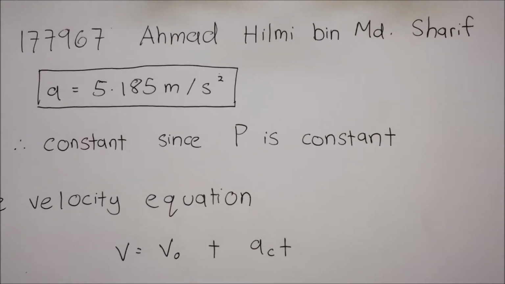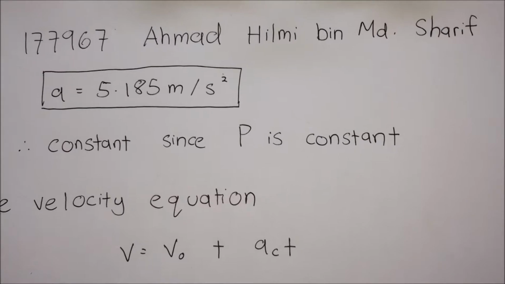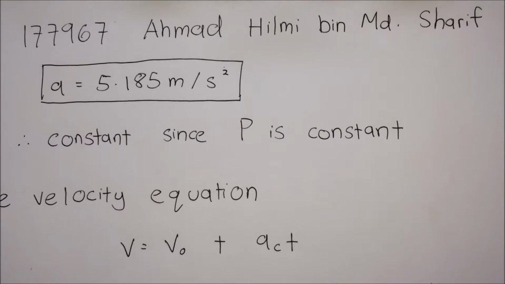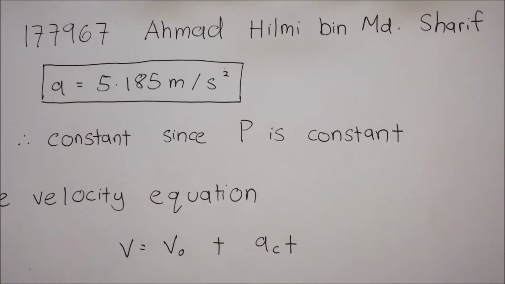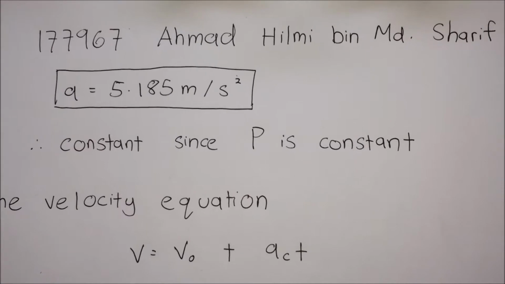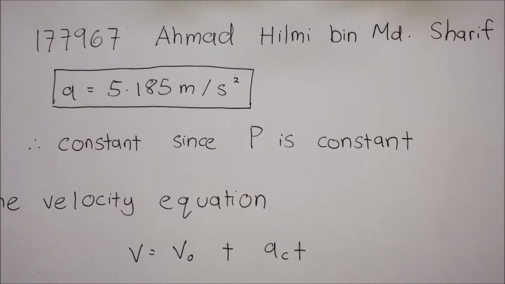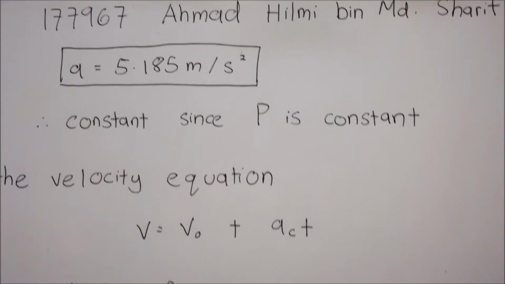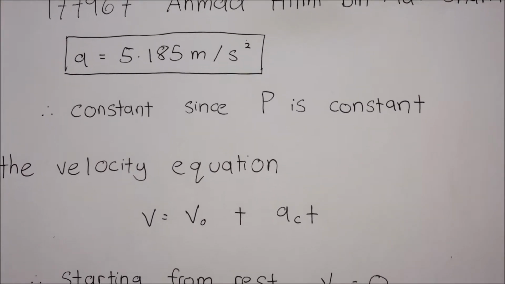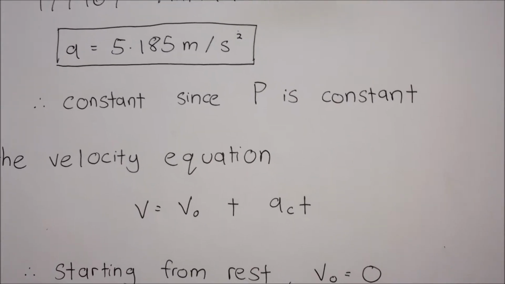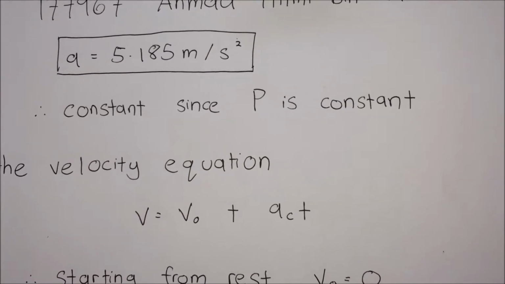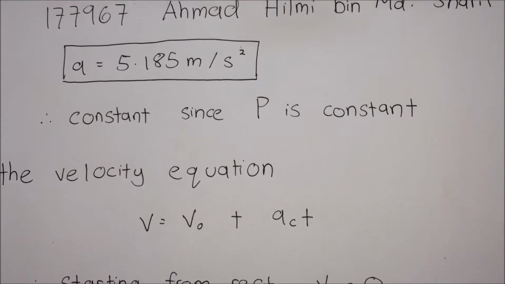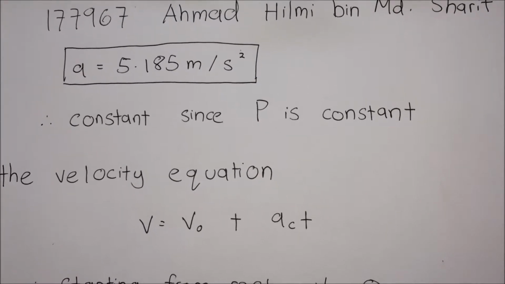For my part, I will continue the solution to find the velocity. Since we already get the acceleration equal to 5.185 meter per second squared, and we know that a is constant since our force direction P is also constant. To find v, we will use the velocity equation where v equals v naught plus at, where the equation is velocity as a function of time.